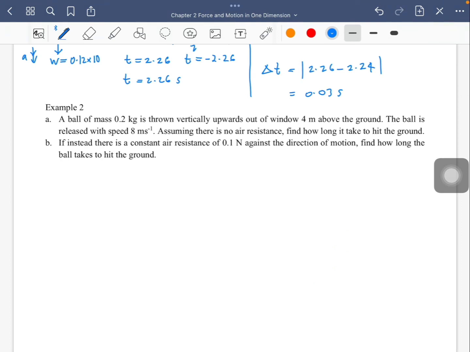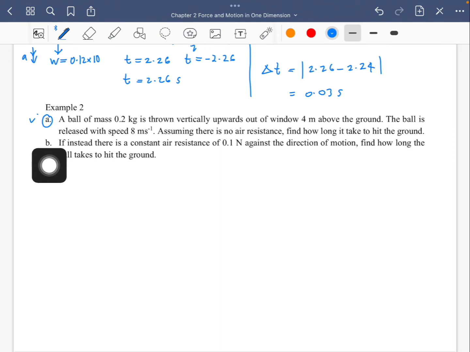Alright, so next is example 2. For example 2, we have two questions, A and B. But here in this video, we're going to discuss question B only. For question A, please make sure you try it yourself. You can refer to the textbook. For now, let's start discussing example 2, question B.